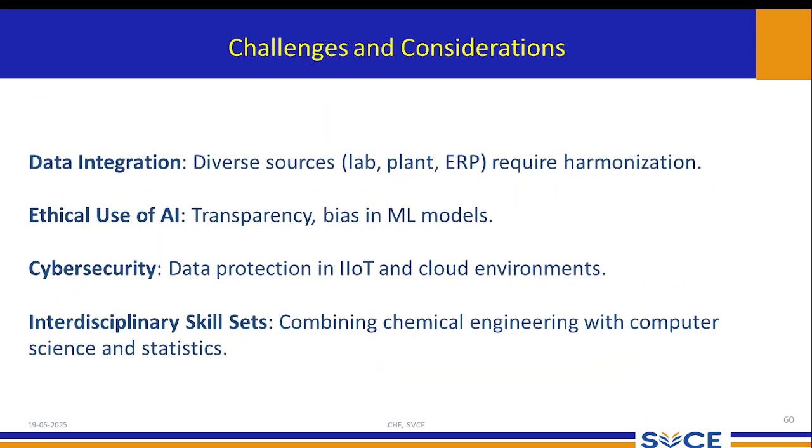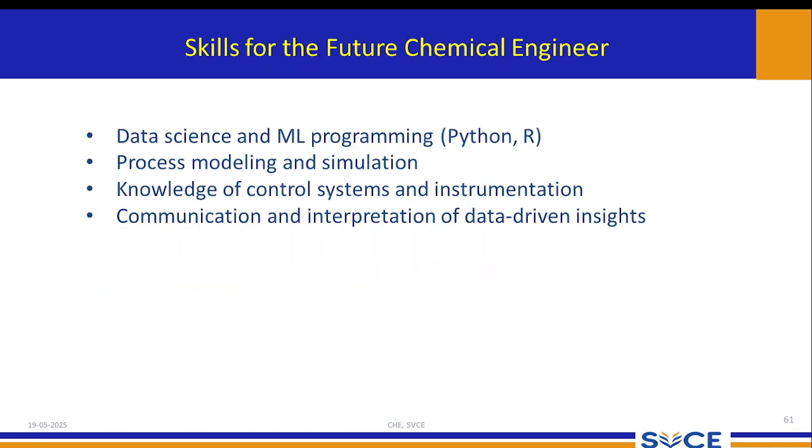Okay, challenges and considerations during this process: data integration, from diverse sources such as lab, plant, and ERP, requires harmonization; ethical use of AI, transparency, bias in machine learning models; cyber security, data protection in Internet of Things, Industrial Internet of Things, and cloud environments; interdisciplinary skill sets combining chemical engineering with computer science and statistics. Skills for the future chemical engineer: Python, R programming, which you are supposed to be familiar with; process modeling and simulation like Aspen Plus and Aspen HYSYS; knowledge of control systems and instrumentation; communication and interpretation of data-driven insights.